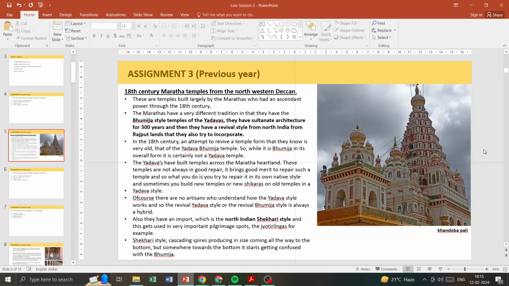These temples are not always in good repair. It brings good merit to repair such a temple. So what we see in these temples is that native style, and sometimes you see new temples or new shikharas on old temples in a Yadav style.